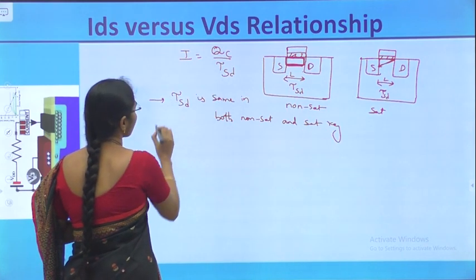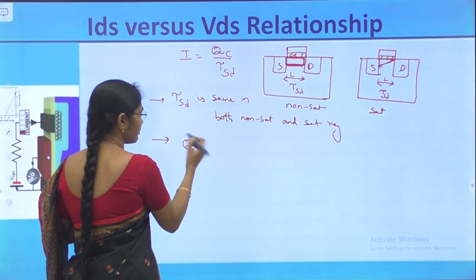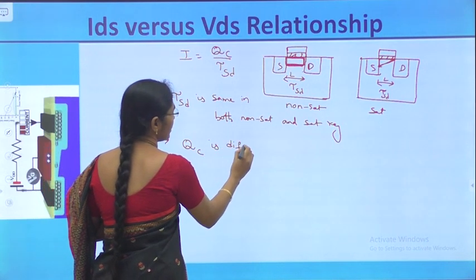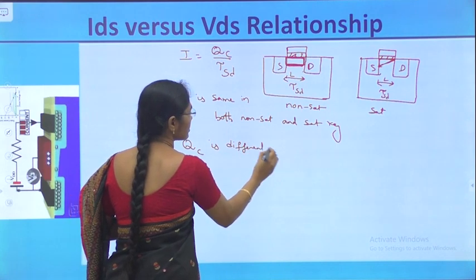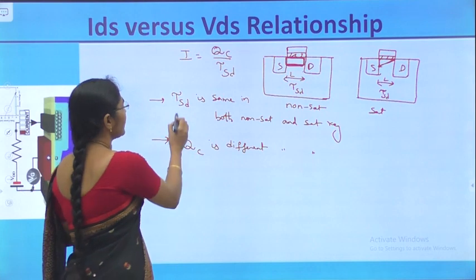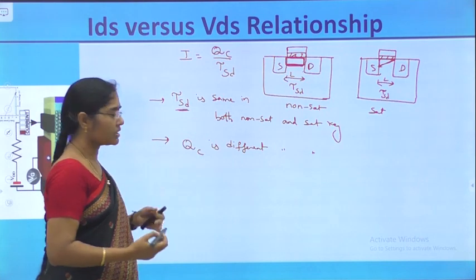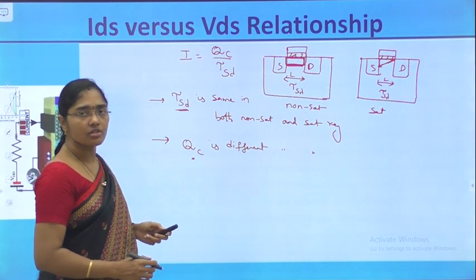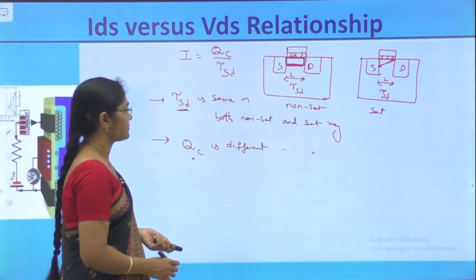Whereas QC is different in the saturation and non-saturation regions. So, let us first find tau ST, then QC. Therefore, we can find out I is equal to QC by tau ST.